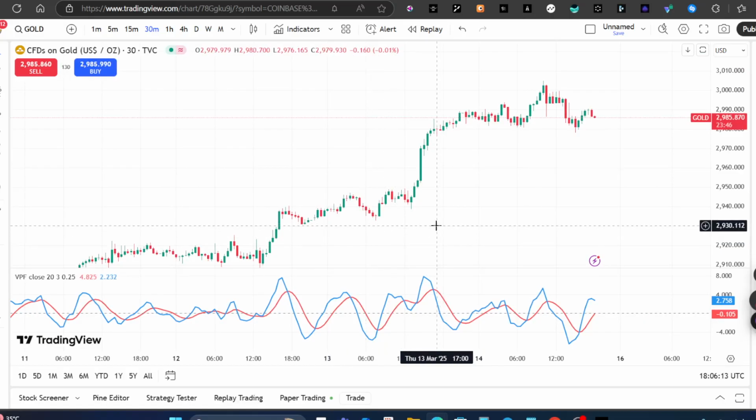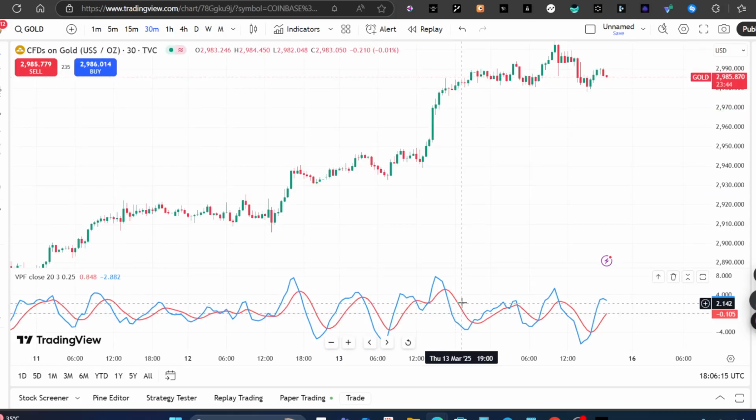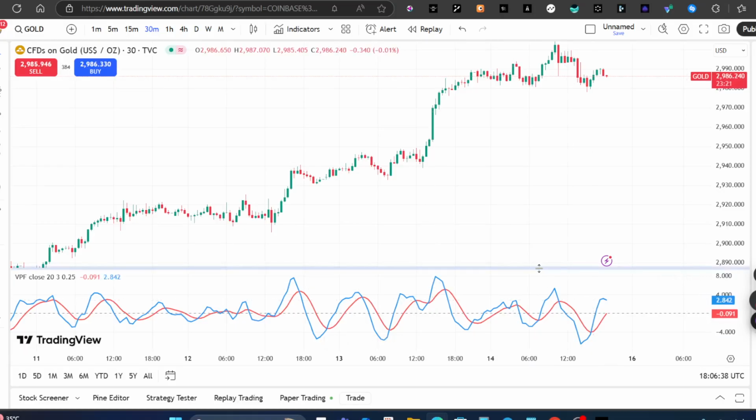Now, what makes the Voss predictive filter stand out from other tools is its ability to focus on price movements that matter. By removing the noise, it allows traders to see the bigger picture, making it easier to spot key entry and exit points. So this predictive feature helps traders avoid false signals and make more confident decisions in the Forex market. So how does it work exactly?